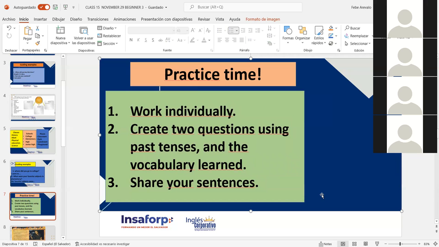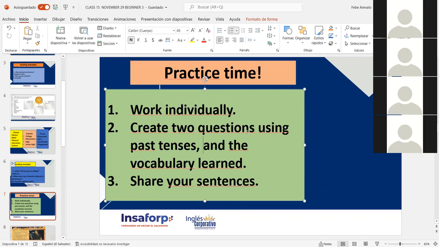Practice time. One, work individual. Two, create two questions using past tense and the vocabulary learned. Three, share your sentence. There you go. Excellent. All right, girls.